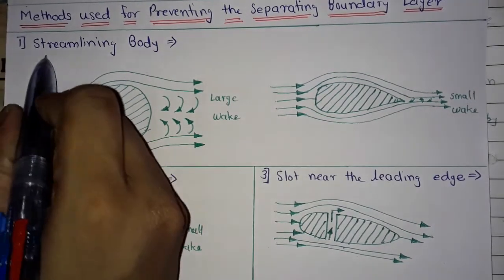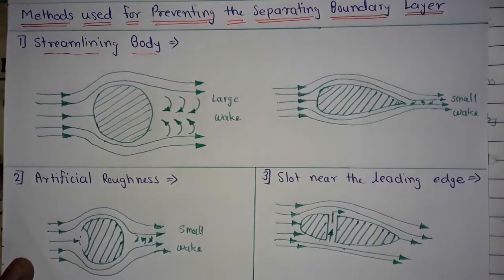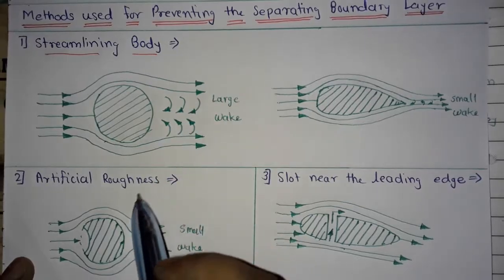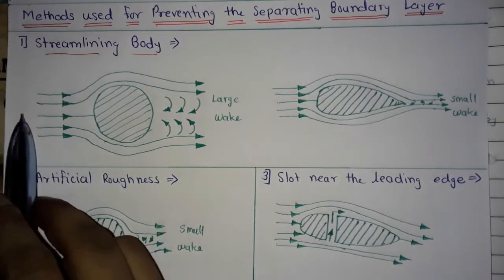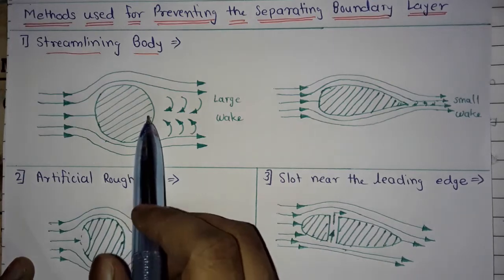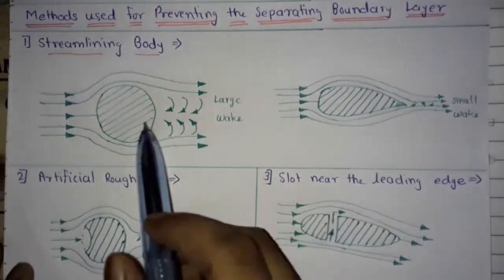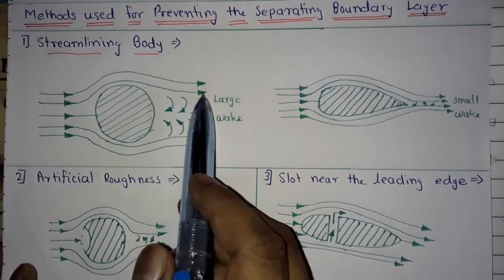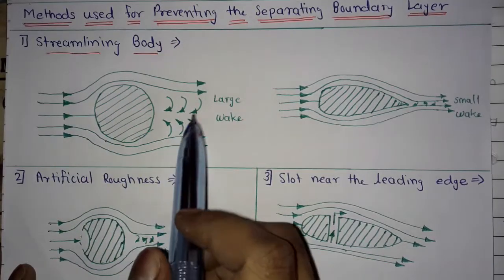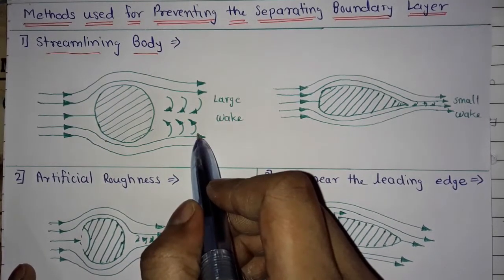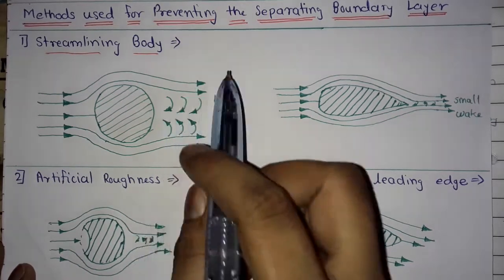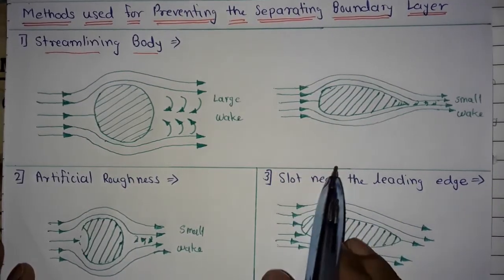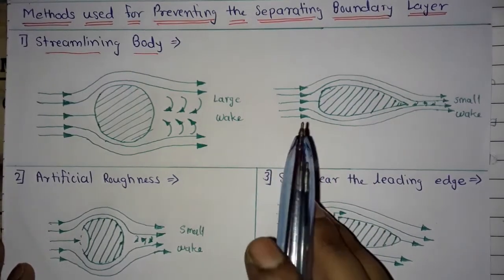Friends, first is the streamlining body. This is a spherical body which is without streamline. When the sphere moves in the leftward direction, because of this velocity the fluid goes in the rightward direction like this, and because of this large wakes are formed. Because of this large wake, boundary layer separation occurs. To avoid this, friends, we need to make the body streamlined.